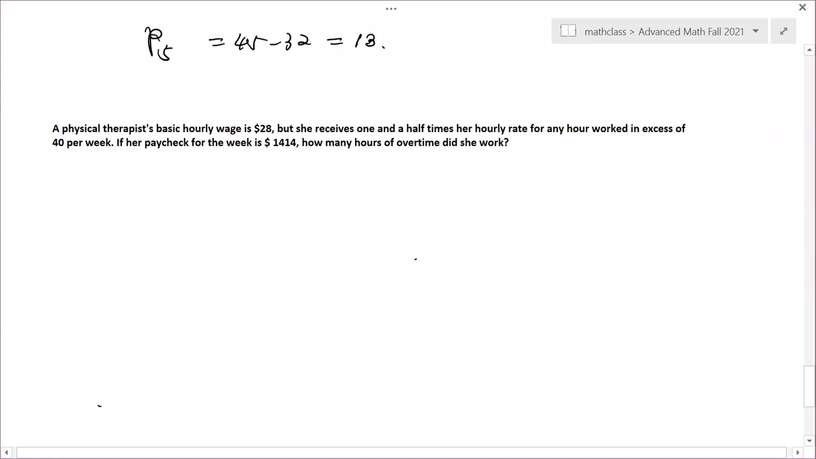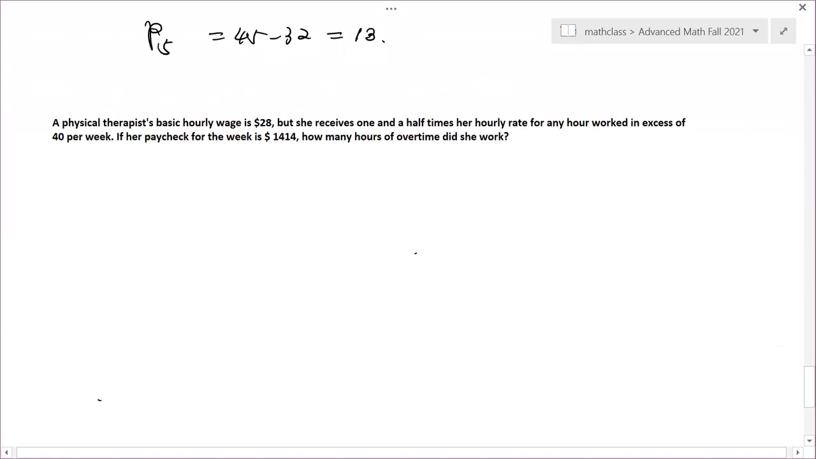All right. So move on to the next problem. A physical therapist's basic hourly wage is $28, but she receives 1.5 times the hourly rate for any hour worked in excess of 40 hours per week. If her paycheck for a week is $1,414, how many hours of overtime did she work?